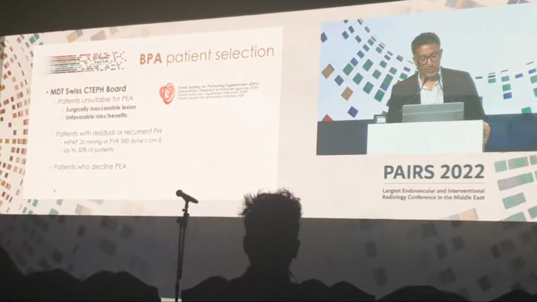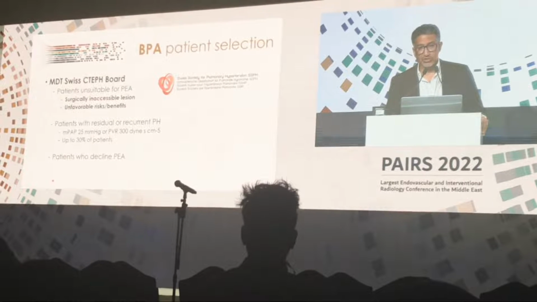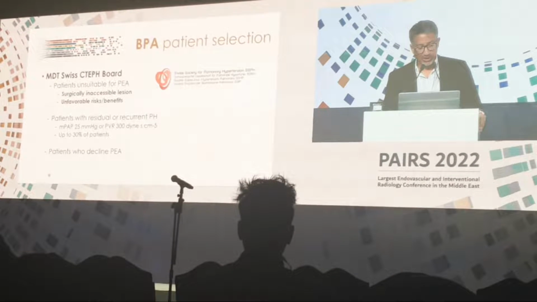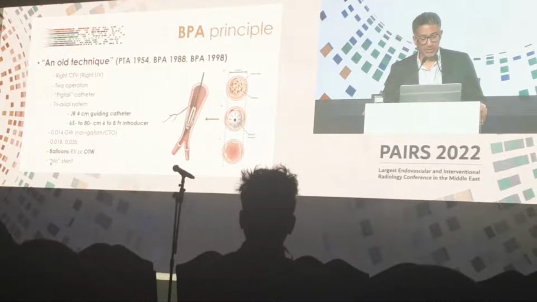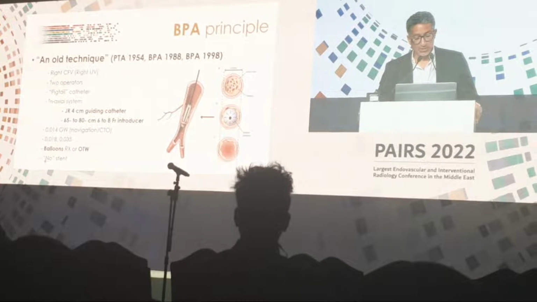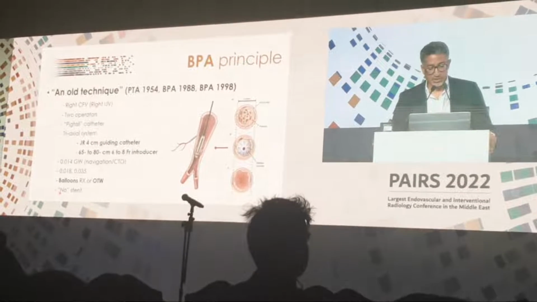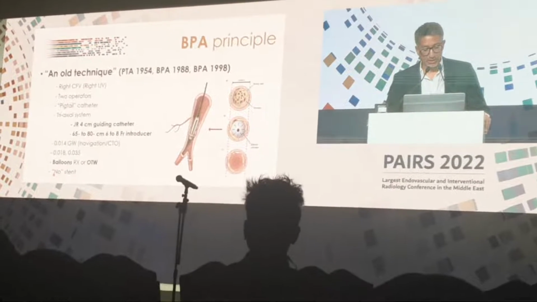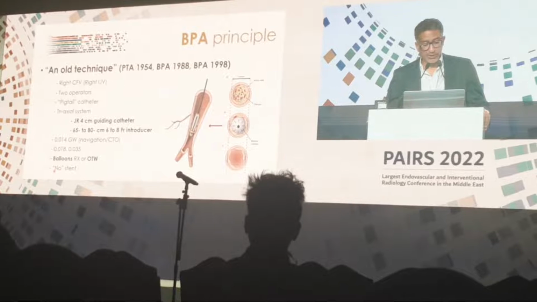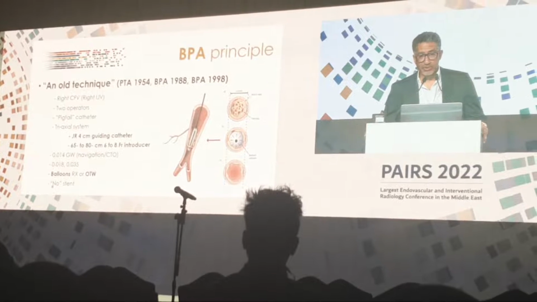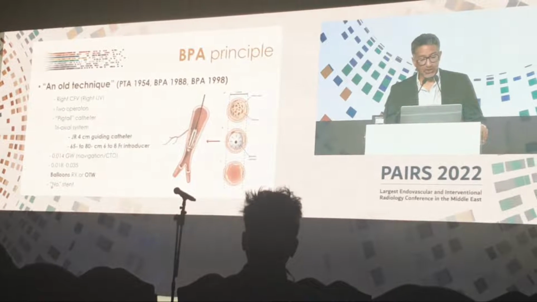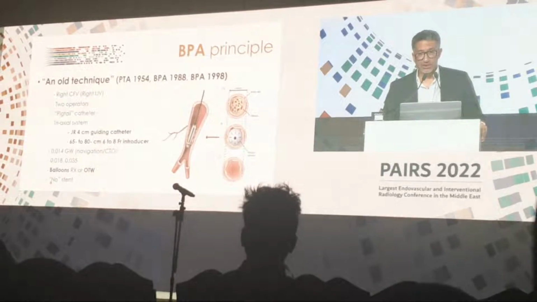When we explain to patients that we have two options, surgery or pulmonary angioplasty, many patients will choose pulmonary angioplasty because it's less invasive and as efficient as pulmonary endarterectomy. The technique itself is an old technique of angioplasty using just a balloon. From time to time we use a stent. The majority of cases is just a balloon.